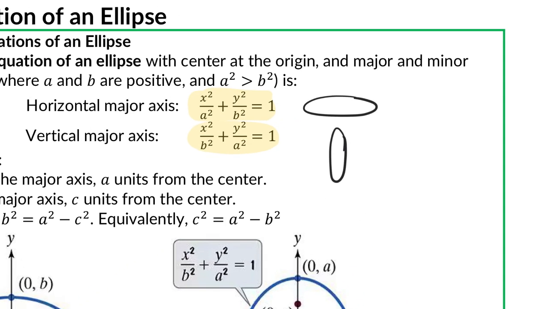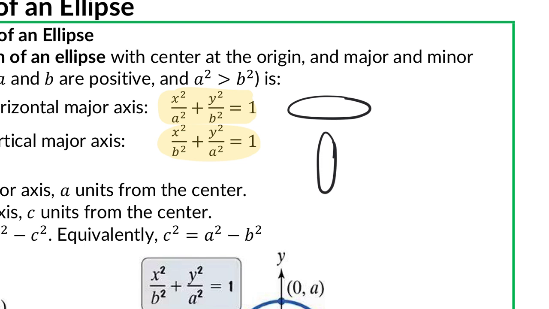what do you notice about the formula comparing the horizontal versus the vertical? What has changed? The b and the a switch.